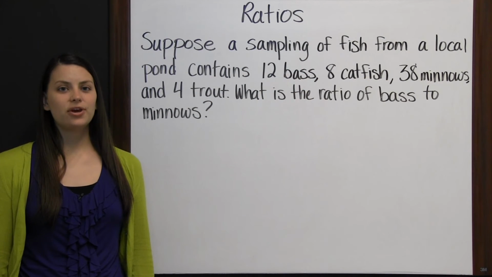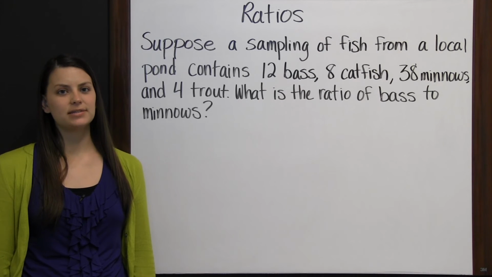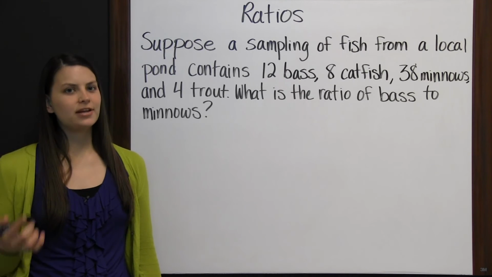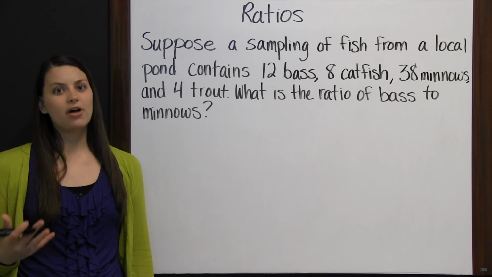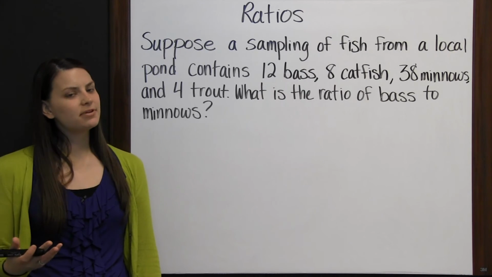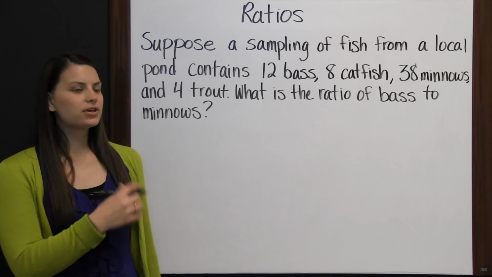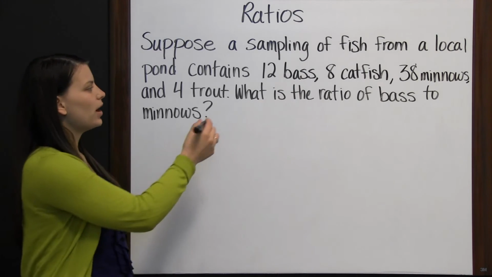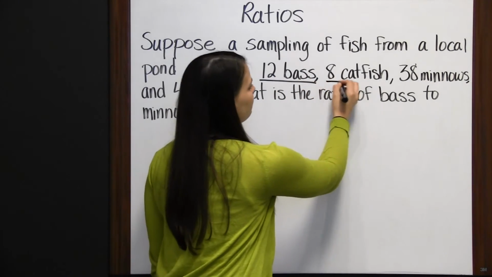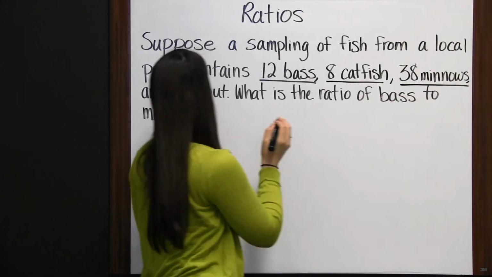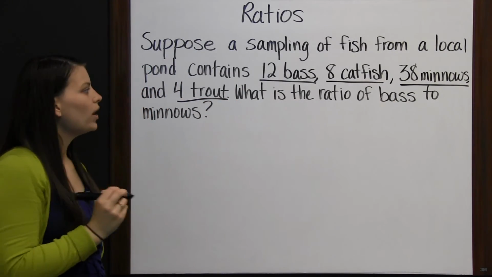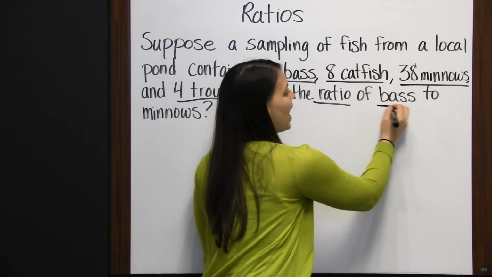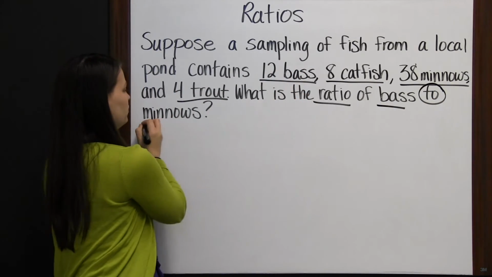Ratios. A ratio is a comparison between two quantities. You can think of a ratio like a fraction, and since it's just like a fraction, a comparison of two numbers, it is treated a lot like a fraction, meaning you're going to simplify it anytime you can. Let's look at this problem. Suppose a sampling of fish from a local pond contains 12 bass, 8 catfish, 38 minnows, and 4 trout. What is the ratio, so the comparison of two numbers, of bass to minnows?